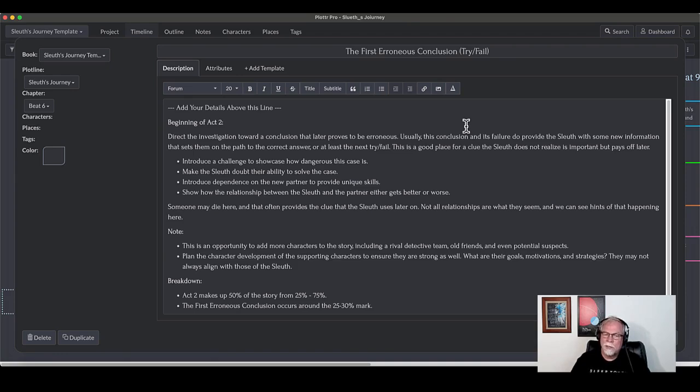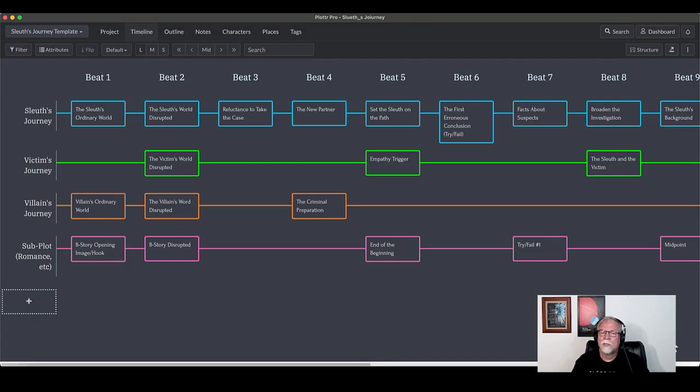Okay. Now plan the character development of the supporting characters to ensure they're strong characters as well. Develop their personalities. Give them something unique and distinct about them that the reader can identify with. What are their goals, motivations, and strategies? They may not always align with those of the sleuth, even though they may help him anyway, but for their own personal gain and their own personal reasons. Okay. So that's the first erroneous conclusion.